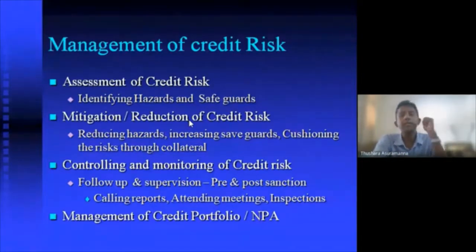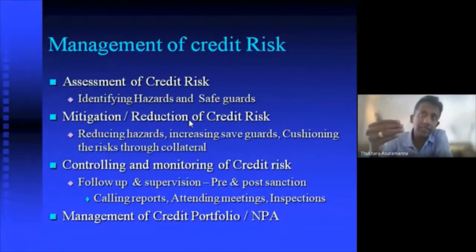So assessment is key. Then mitigation or reduction. Once you assess and identify, then you reduce. You try to put some controls: reducing hazards, increasing safeguards, cushioning the risk through collateral, putting some terms and conditions, and using the safeguards to minimize the hazards. So that's what you're trying to do. So mitigation and reduction of credit risk is number 2.